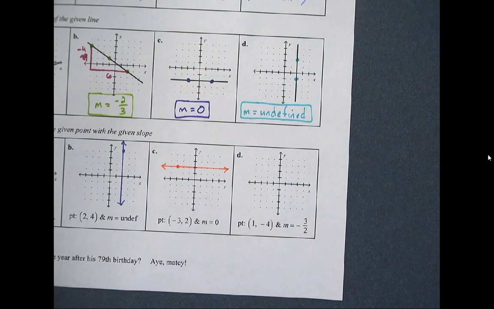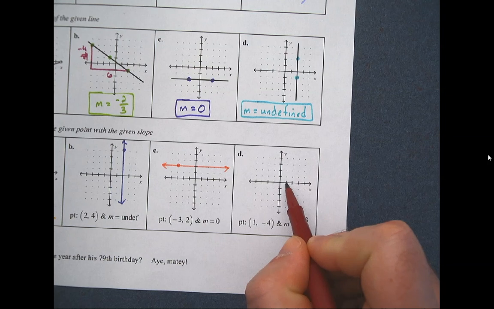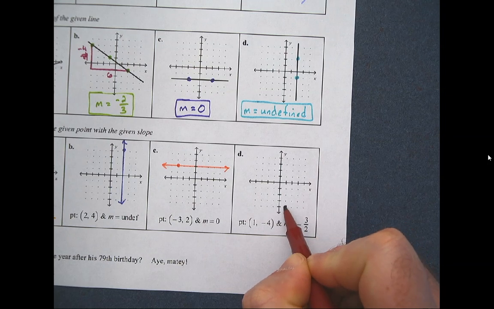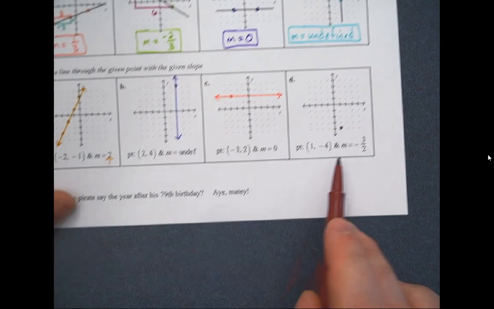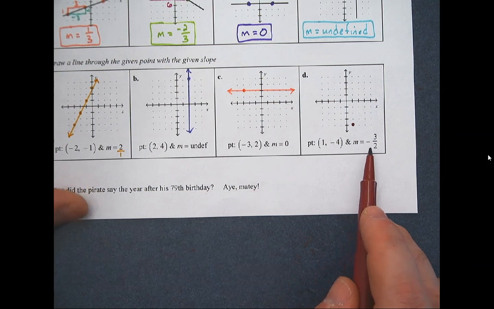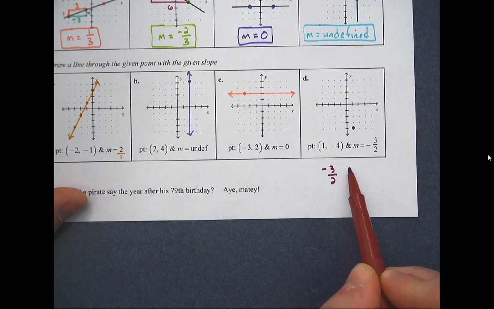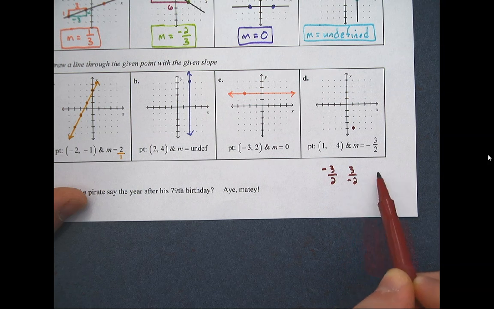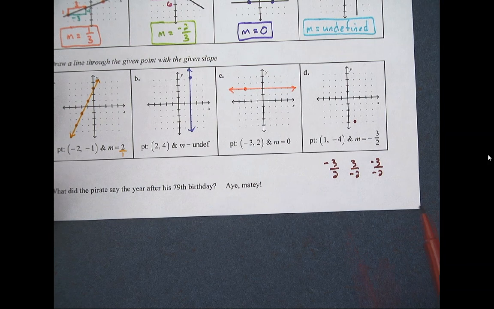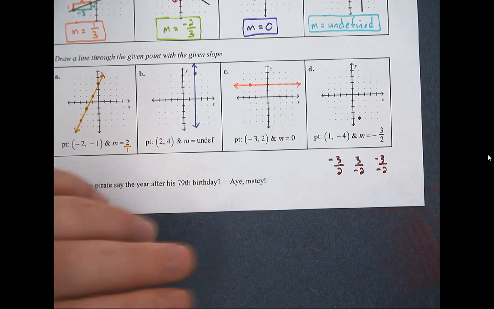And then finally, this one's a little bit sneaky because of the negative. So 1, -4 starts me here. Now, where's this negative? Is that with the 3? Is it with the 2? Is it with both? Well, let's think about it for a minute. Let's write it up all 3 ways. So -3 over 2, 3 over -2, and then give it to both of them and see if all these work or if one of them doesn't make sense or if none of them make sense.